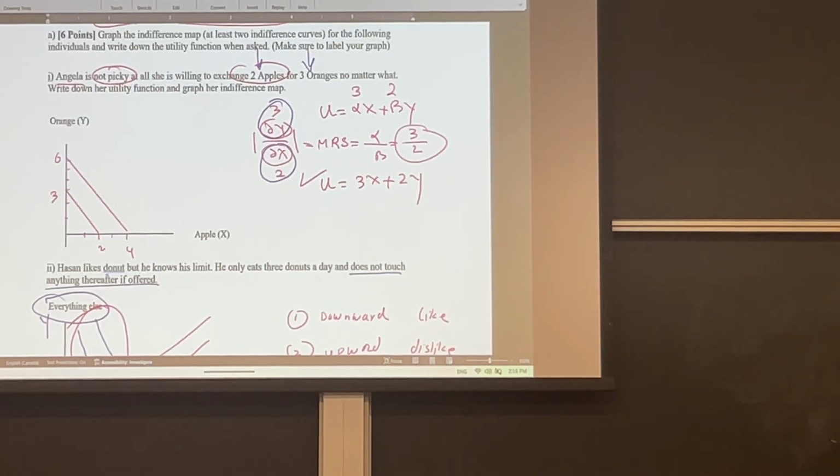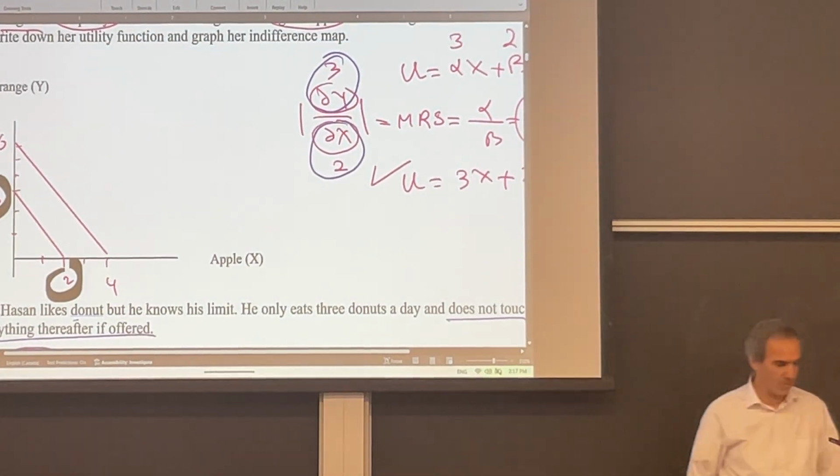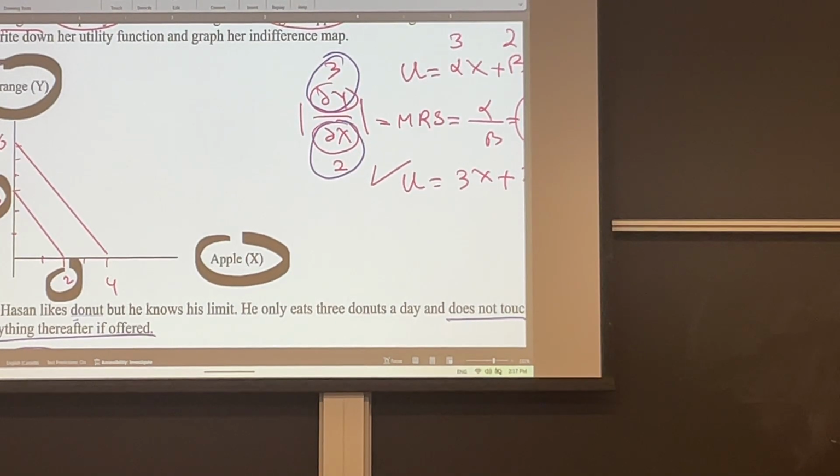If I give you 2 apples, or 3 oranges, they're the same. The MRS, the slope of that line, is 3 over 2, not 2 over 3. It's steeper than 1. Make sense? Steeper than 1 basically means you like this one. The unit of this one is worth more than the unit of that. Make sense?